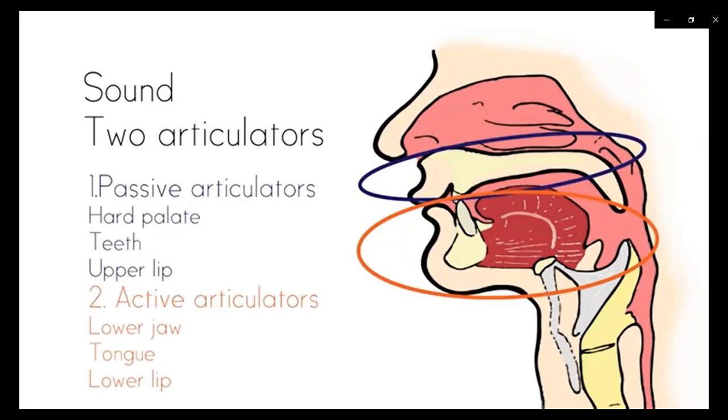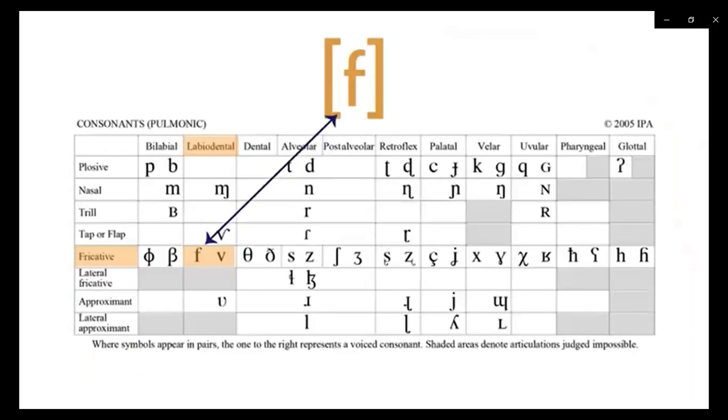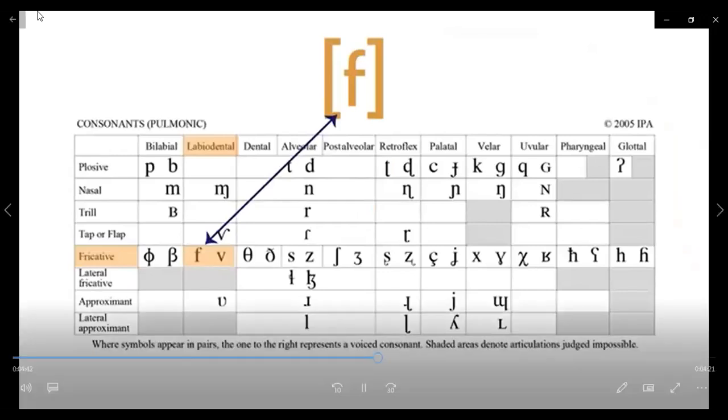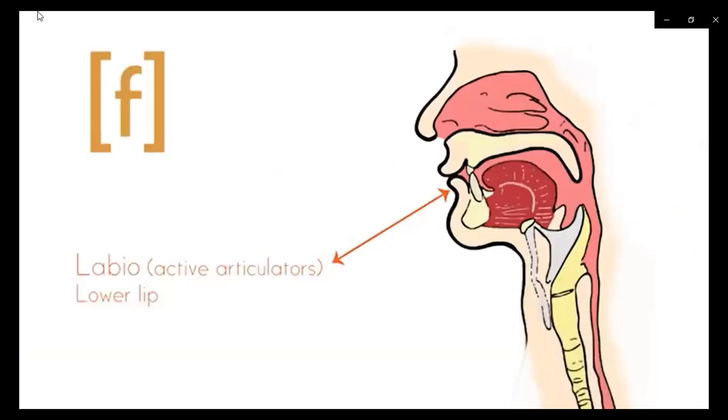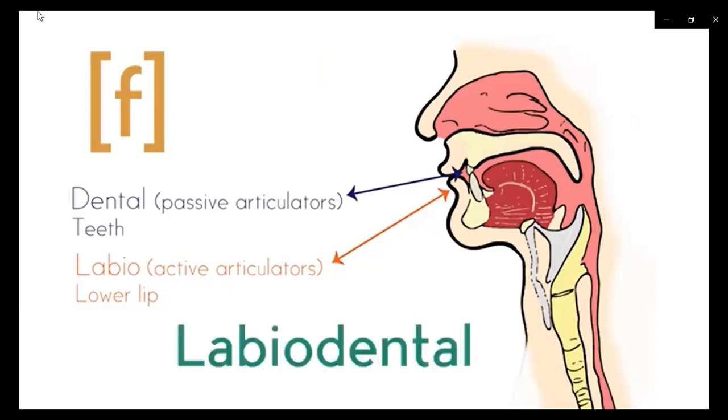For example, if you look at the symbol for fa, it says it's a labiodental sound, which is produced in a fricative manner. So the first part of this, labio, is the lip. It's the active articulator, which is the lower lip, of course. So the lower lip and dental, the second part of this two-part word, is the passive articulator. So labiodental means lower lip, upper teeth, in a fricative manner.